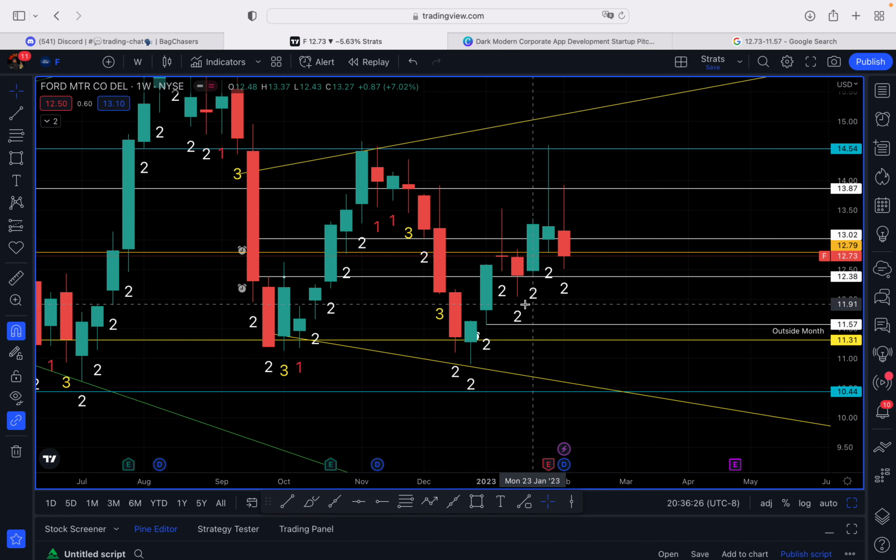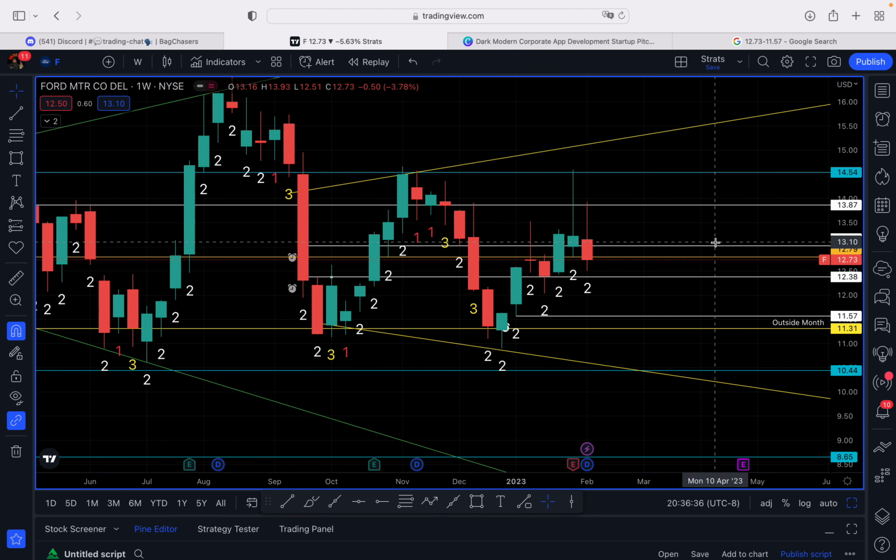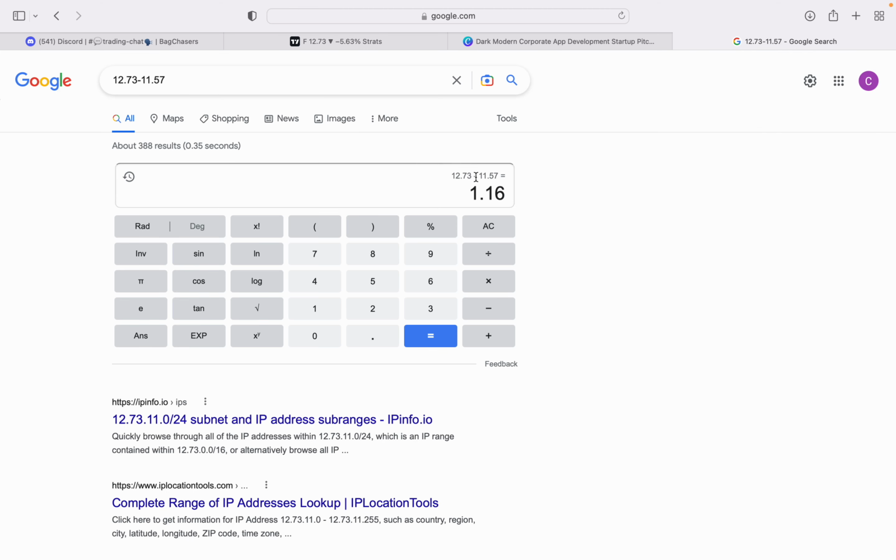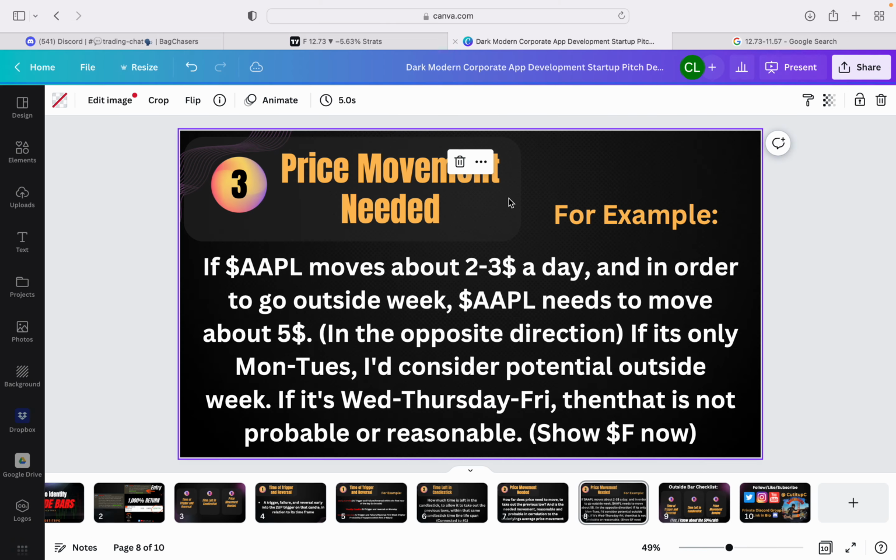So we can kind of get from looking at price, right? Ford moves about $1 a week, give or take, right? 50 cents a day, $1 a week, 40 cents a day, $1 a week, right? Now go back. How much? This is number 3, right?